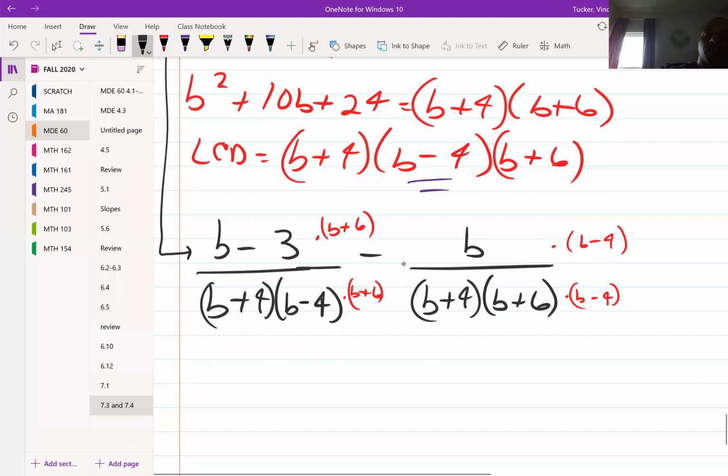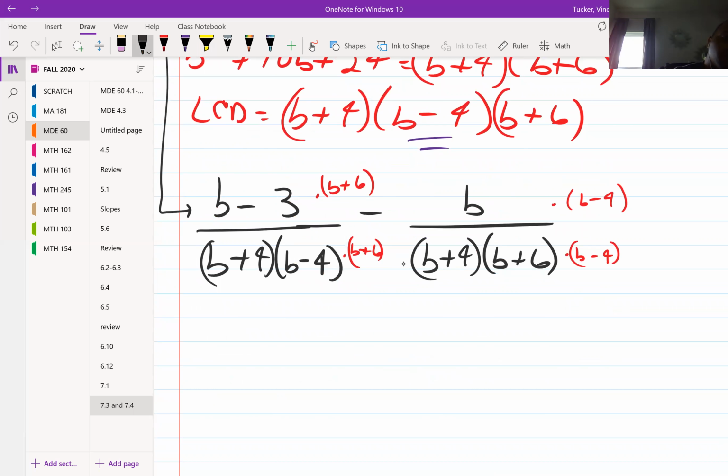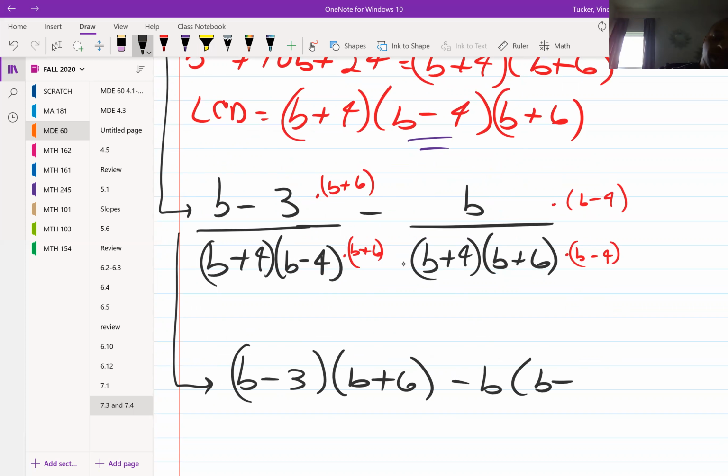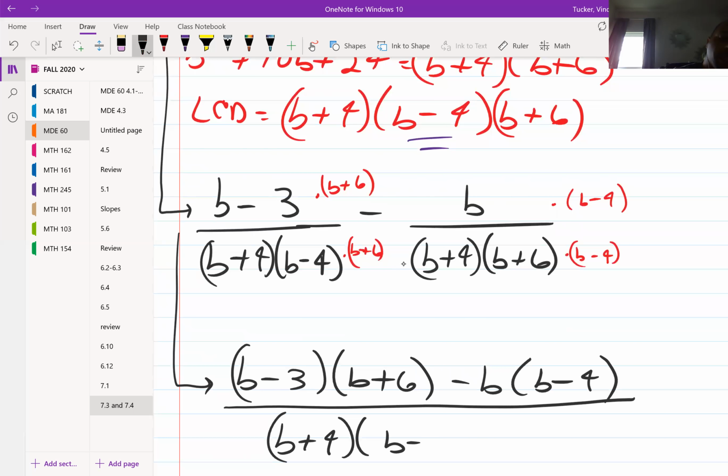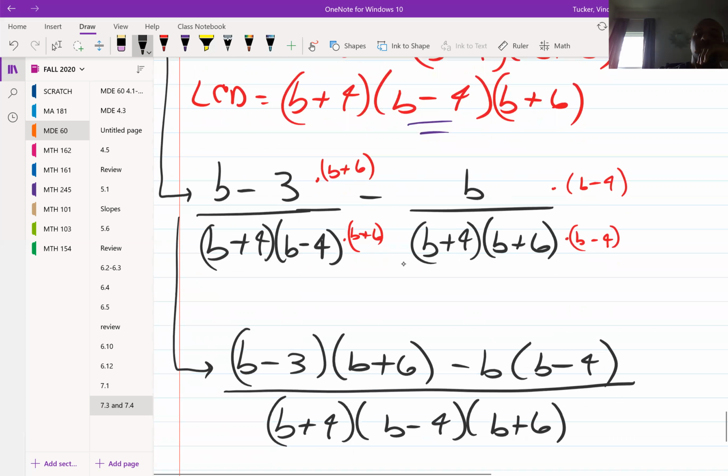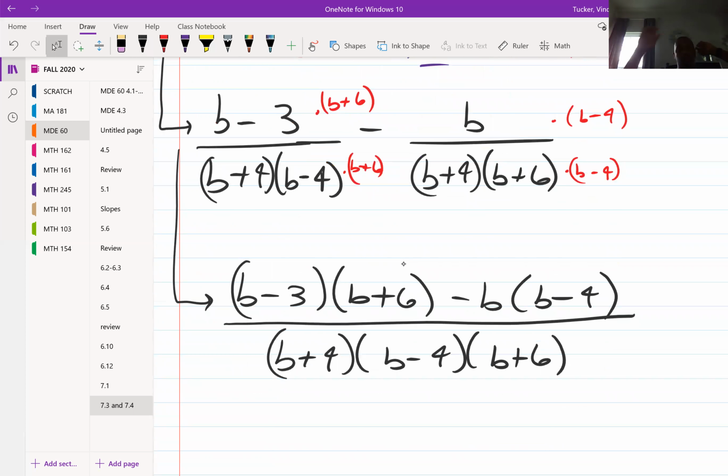All right. So that's (b - 3)(b + 6) minus b(b - 4), and that's all over the same denominator, (b + 4)(b - 4)(b + 6). So before we expand and combine our like terms, questions on what we've done?